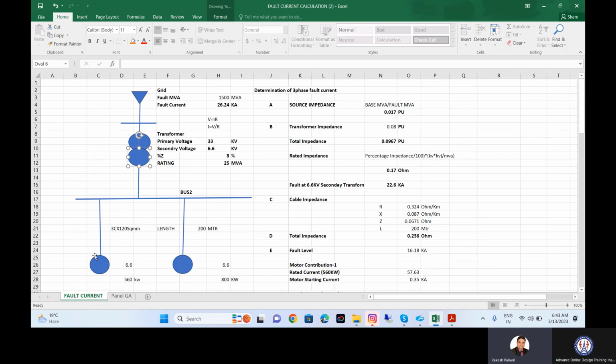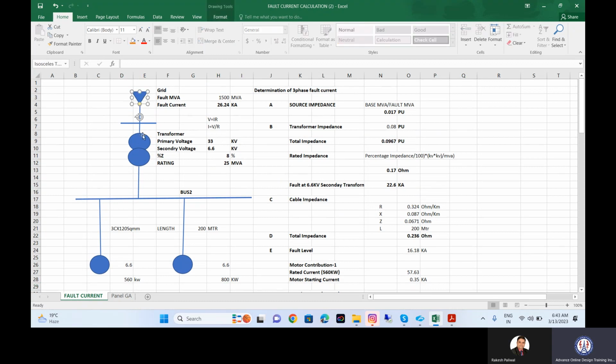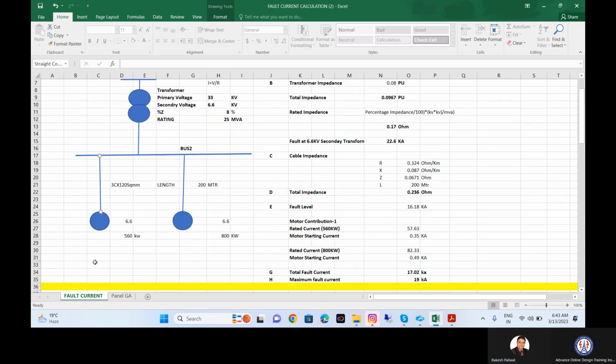And if the fault occurs at the motor terminal, then this impedance plus transformer impedance plus this cable impedance, only cable impedance, and the nearby motor. Or the source impedance, this impedance plus cable impedance, and the motor contribution. But the nearby motor will not contribute in this case, sir? Why will it not contribute? It will be at the motor terminal, correct? So the motor will backfeed.